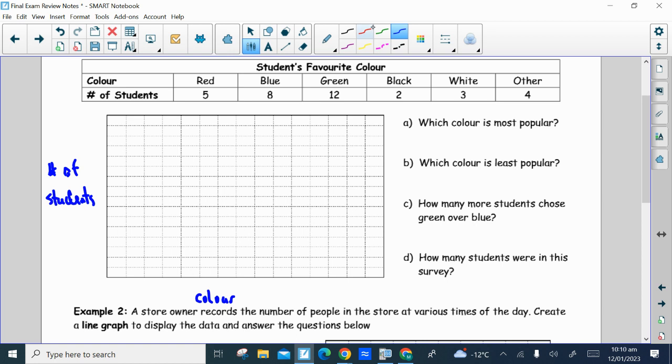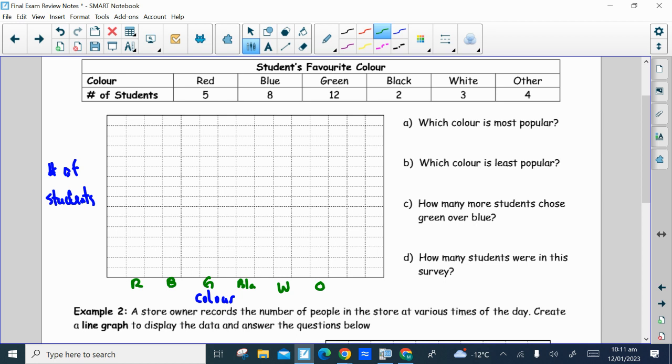Next, you have to have scales. Now, in this case, because the color, the first thing, is not a number, we wouldn't have a number on the bottom, but we would have something to show which bar is represented by which color. So I'll write R for red, B for blue, and notice I'm leaving a bit of a space in between. G for green. The next one, let's write BLA for black, and then W for white, and then O for other.